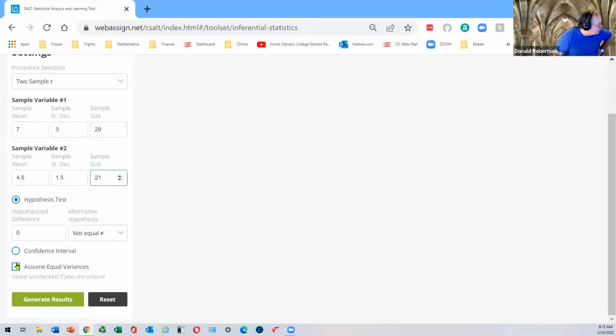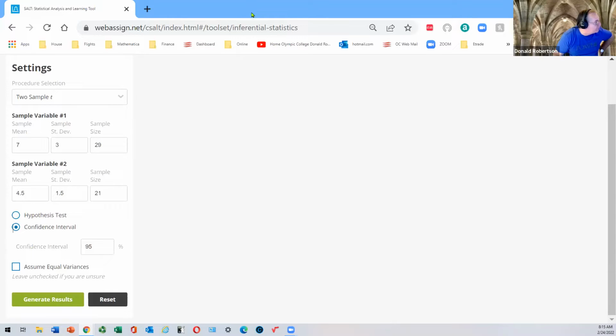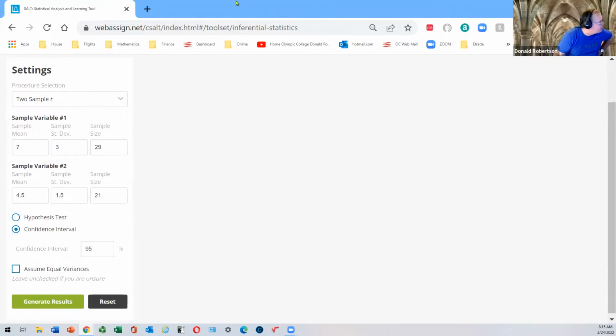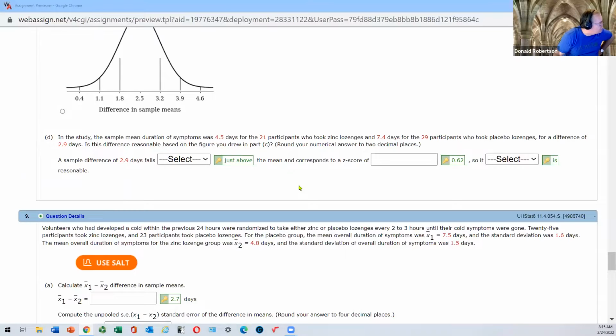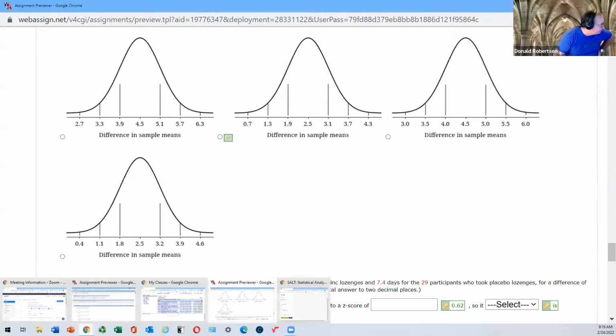Going to go down and click on confidence interval, and they eventually were looking for it. Well, it's probably coming later. Let me scroll. No, they don't even want a confidence interval, go figure. Well, we'll do a confidence interval anyway. That's just extra work.